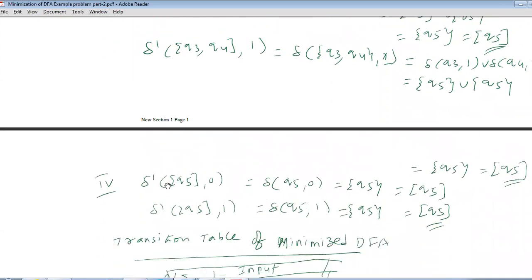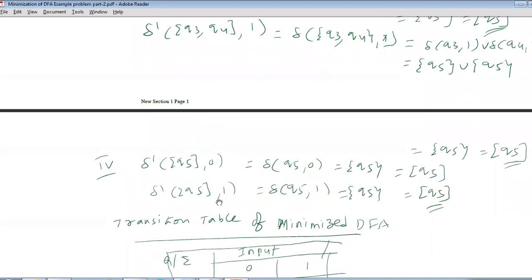Then last state Q5. So delta dash of Q5 on 0 equal to delta of Q5 on 0 equal to Q5. So Q5 state already exists in Q dash. Then delta dash of Q5 on 1 equal to delta of Q5 comma 1 equal to Q5. So this state already exists in Q dash. Now all four states' transitions are obtained here. So once transitions are obtained, then what we have to do?